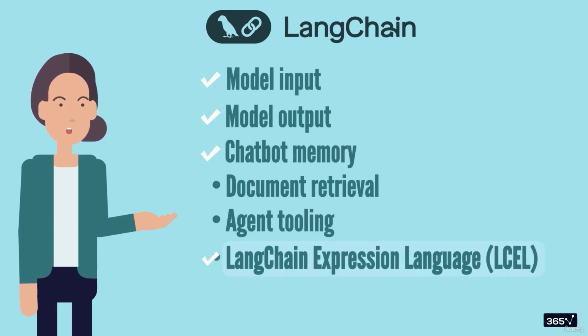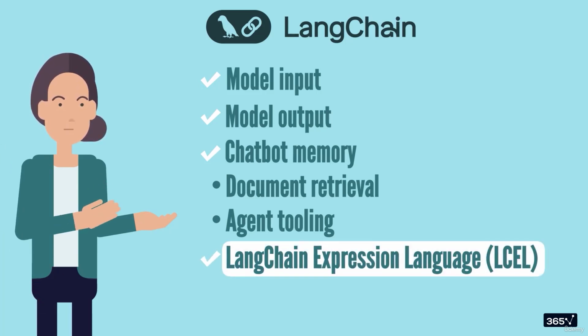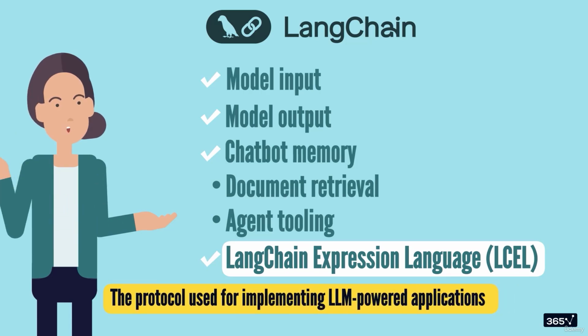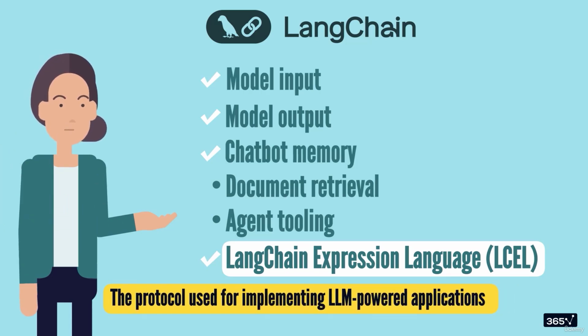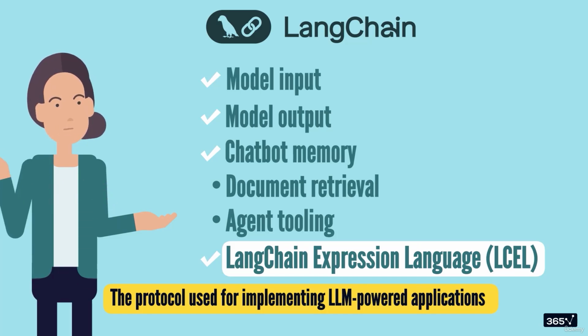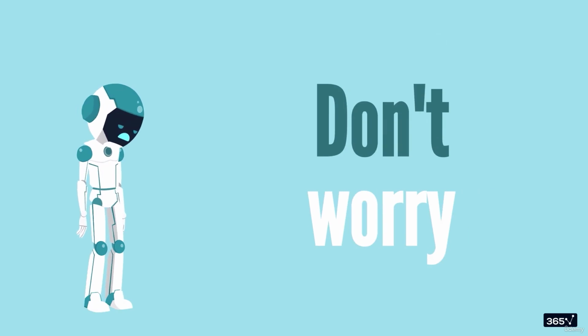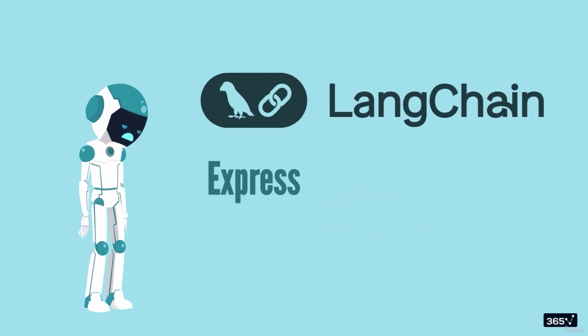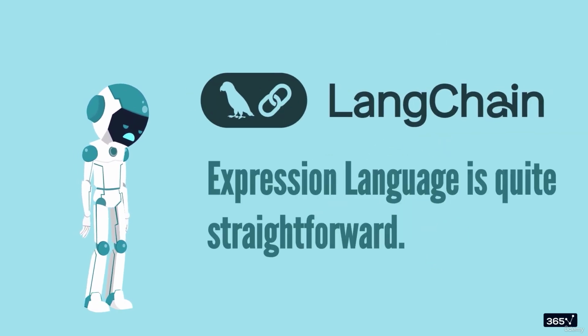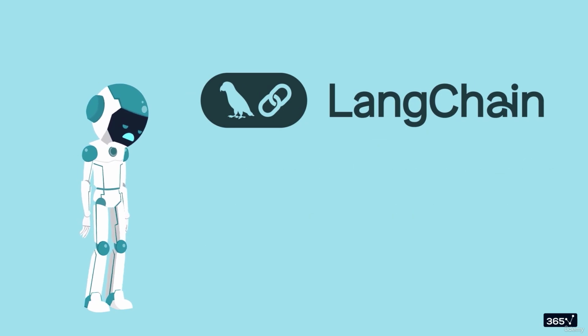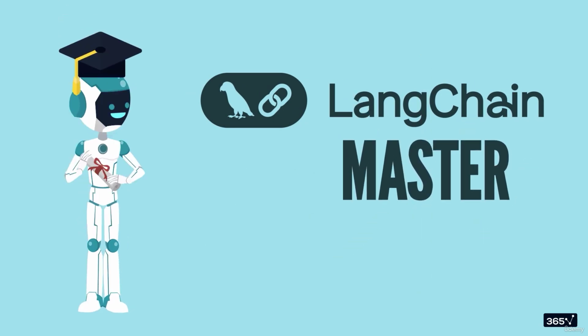Once we've covered all the essentials regarding model inputs and outputs, we arrive at an intriguing topic in our journey: the LangChain expression language, which, recall, was the protocol used for implementing LLM-powered applications. This is an important topic because it builds the foundations necessary for progressing the rest of the course. Don't worry if this seems daunting at first. I assure you that the LangChain expression language is quite straightforward. As you proceed with the course, I'm confident you'll soon become a LangChain master.